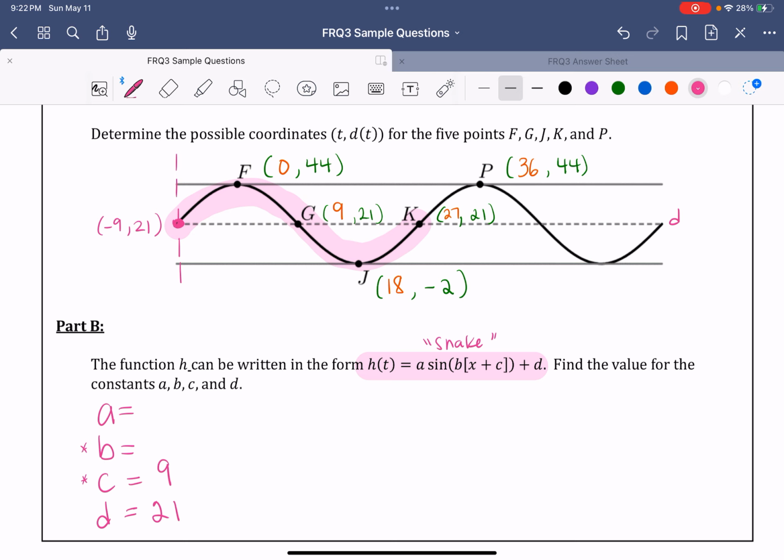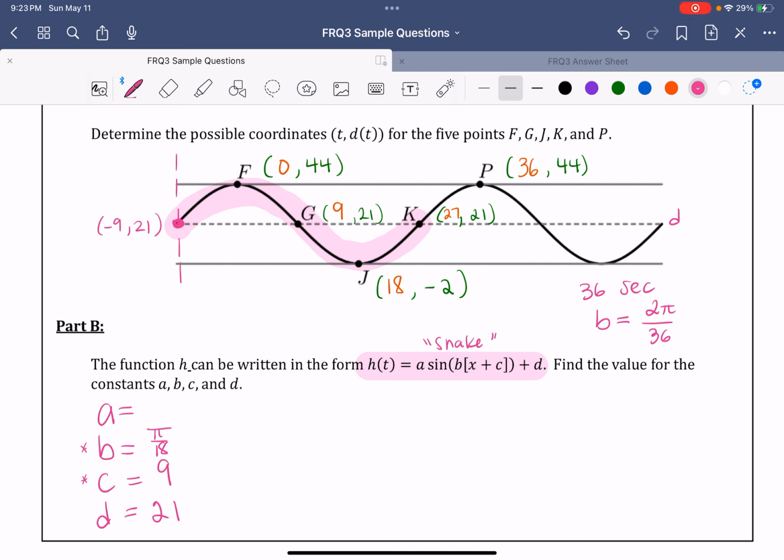Okay, then B has to do with the period. So how long does it take to complete this? Well, if I'm starting at -9 and I'm ending at 27, that's 36 seconds to complete a cycle. So to find B, sinusoidal functions are by default 2 pi, but we're going to divide by the period. 2 over 36 does reduce down a little. That'll be 18. So B is going to be pi over 18.